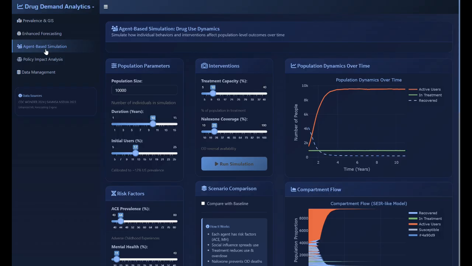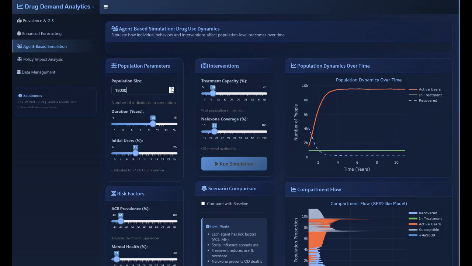What an agent-based model does is it simulates the population dynamics or individual behaviors. And in this case, we simulate this to understand individual behaviors and the intervention effects on the population level outcomes over time. So you could see here, we could set the population size.